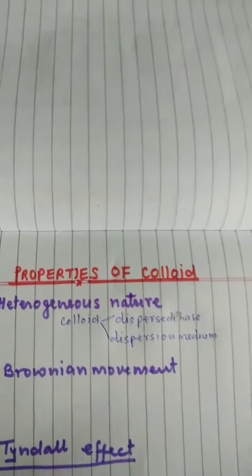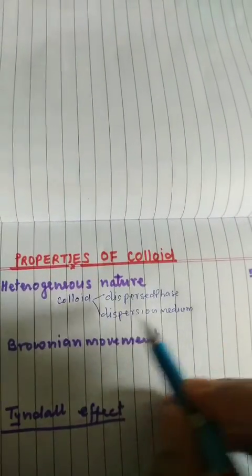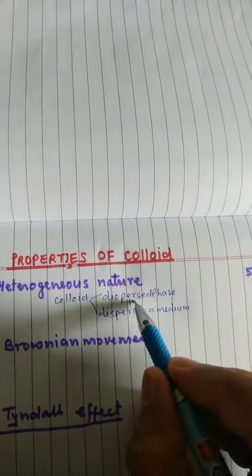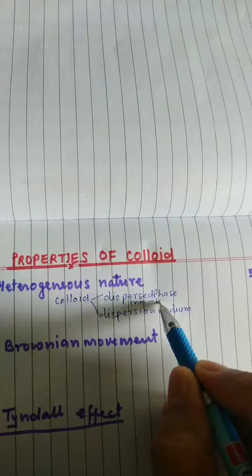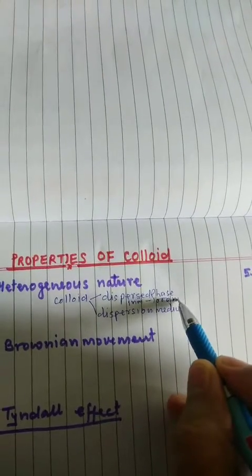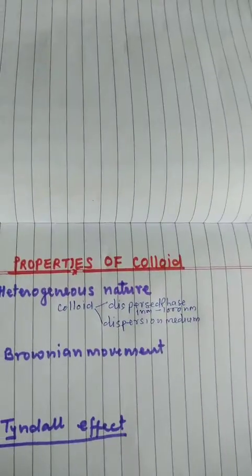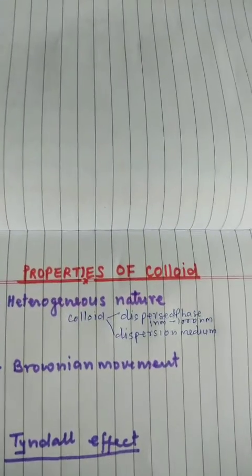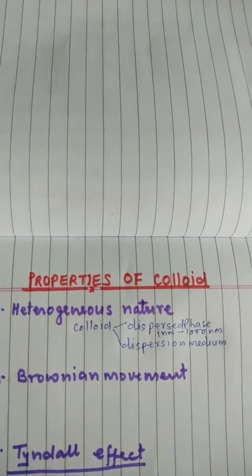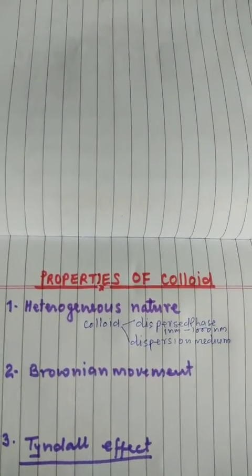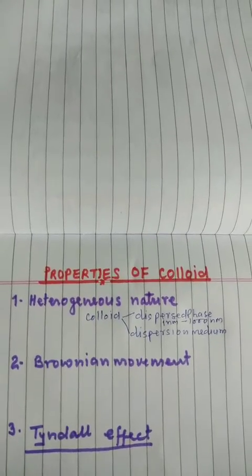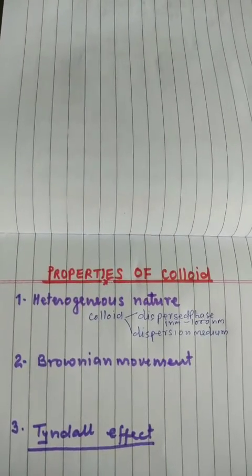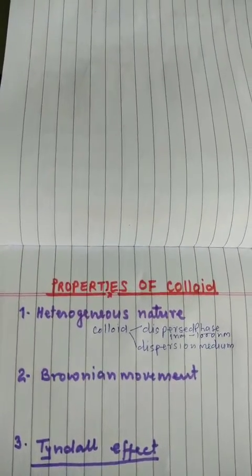What is dispersed phase? Whose particle size is from 1 nanometer to 1000 nanometer and it is present in a smaller amount. And dispersion medium is suitable medium which breaks the lump of the substance in the range of colloid. So this is a first property.